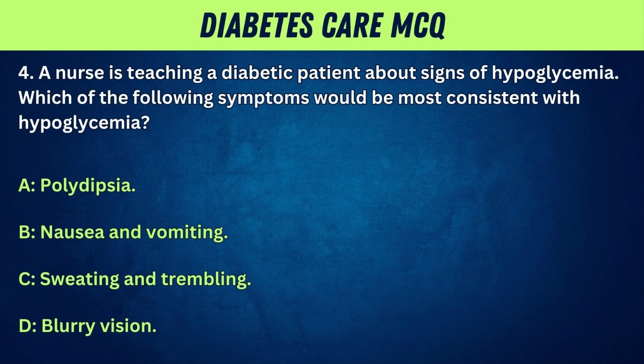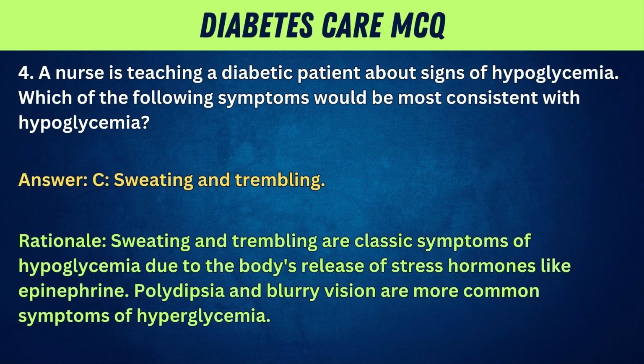4. A nurse is teaching a diabetic patient about signs of hypoglycemia. Which of the following symptoms would be most consistent with hypoglycemia? A. Polydipsia. B. Nausea and vomiting. C. Sweating and trembling. D. Blurry vision. Answer: C. Sweating and trembling. Rationale: sweating and trembling are classic symptoms of hypoglycemia due to the body's release of stress hormones like epinephrine. Polydipsia and blurry vision are more common symptoms of hyperglycemia.